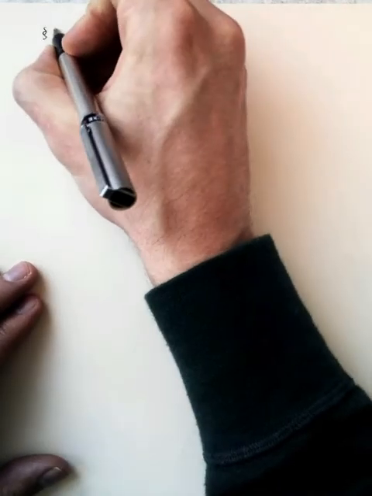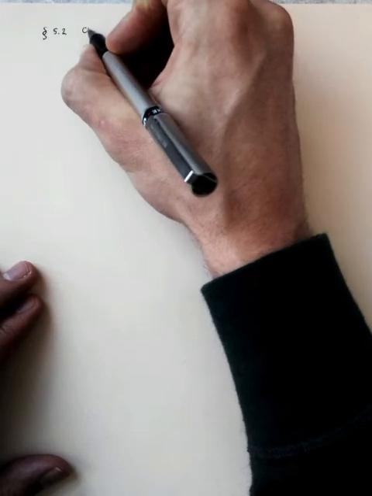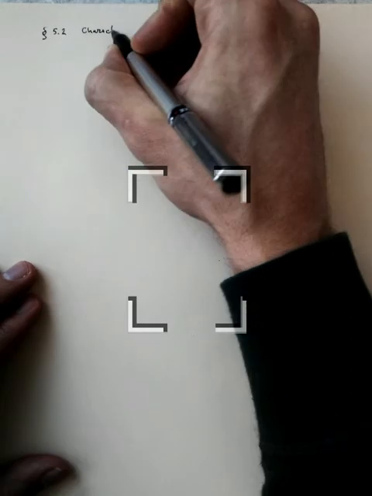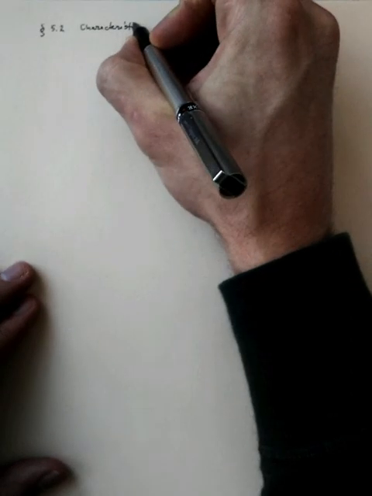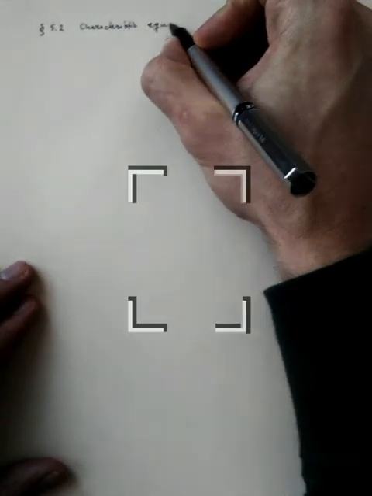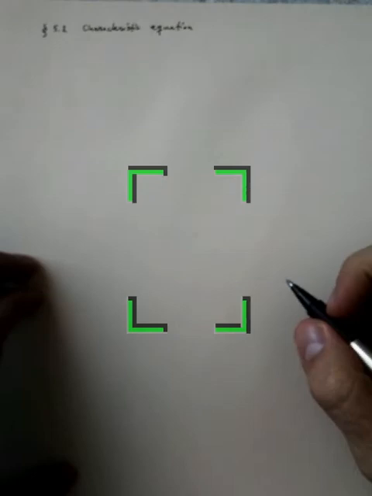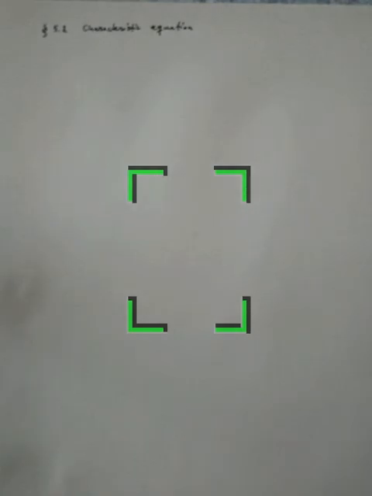Okay, so today we're going to talk about section 5.2, which is called the characteristic equation. Now, what the characteristic equation is going to be used for is answering the question that we ended with last time, which is finding eigenvalues.